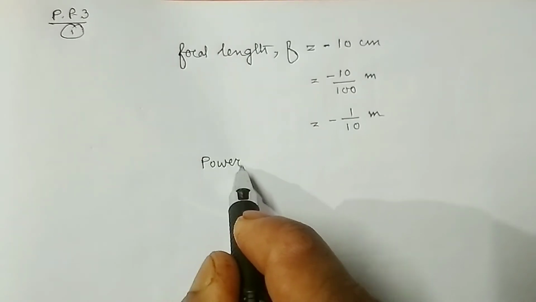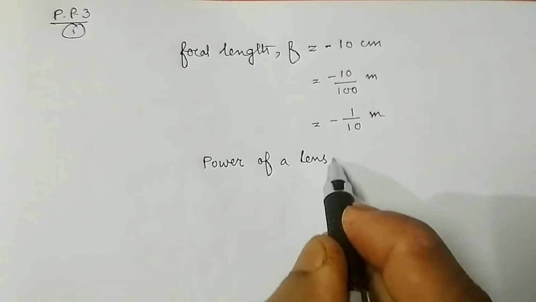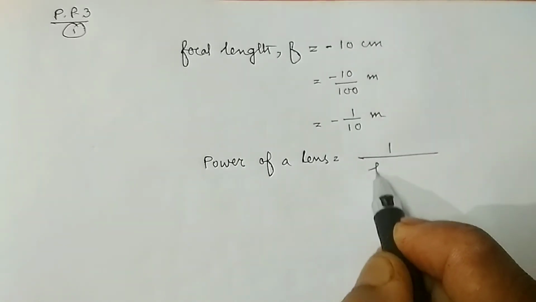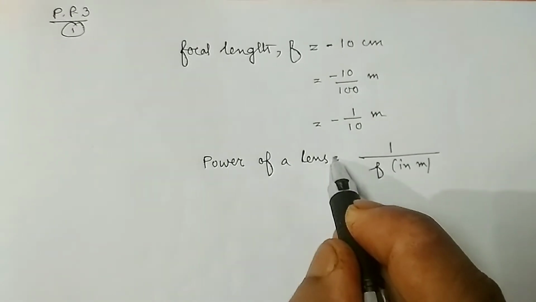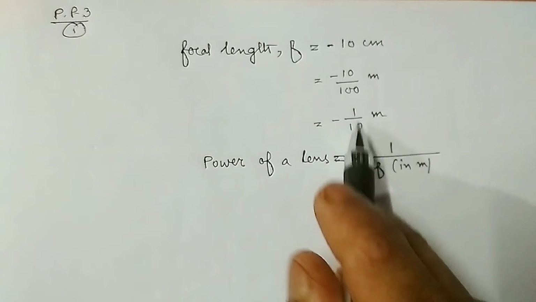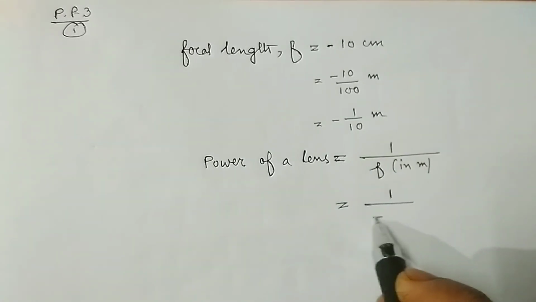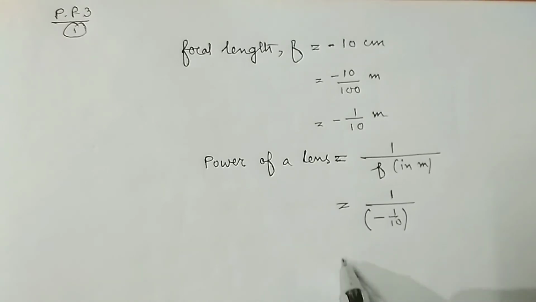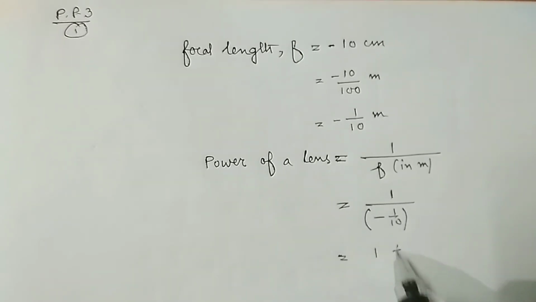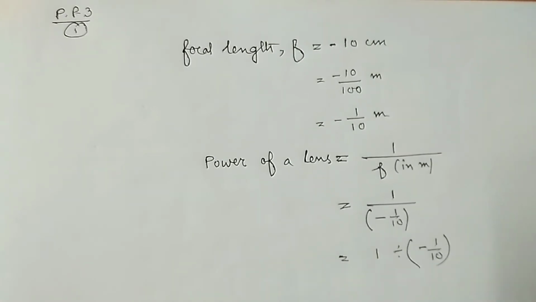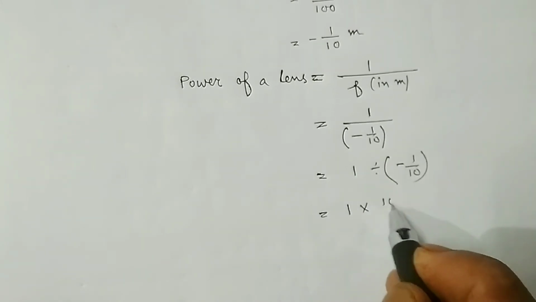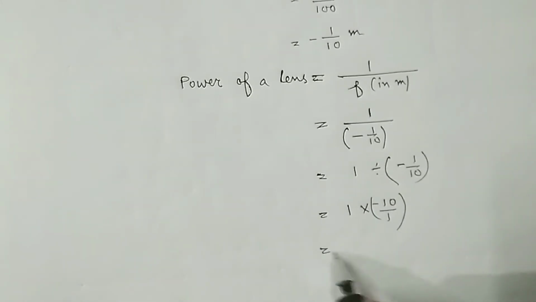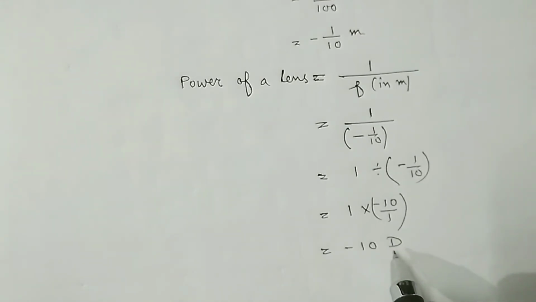Now power of a lens formula is 1 by focal length in meter. Okay, this is the formula. Power of a lens is 1 by focal length in meter. Now here focal length is minus 1 by 10 meter. So 1 divided by minus 1 by 10, which can be written as 1 into minus 10 by 1. That means minus 10 diopter. Therefore the power of the concave lens is minus 10 diopter.